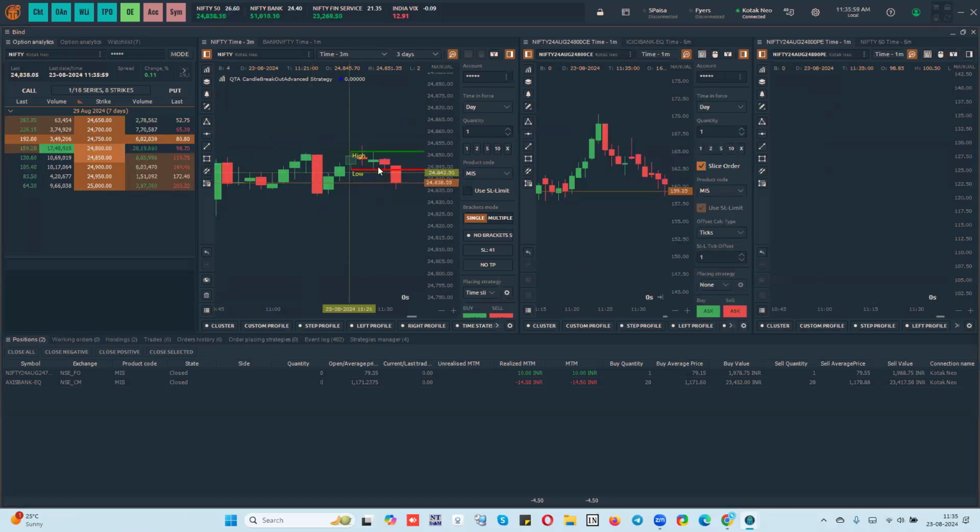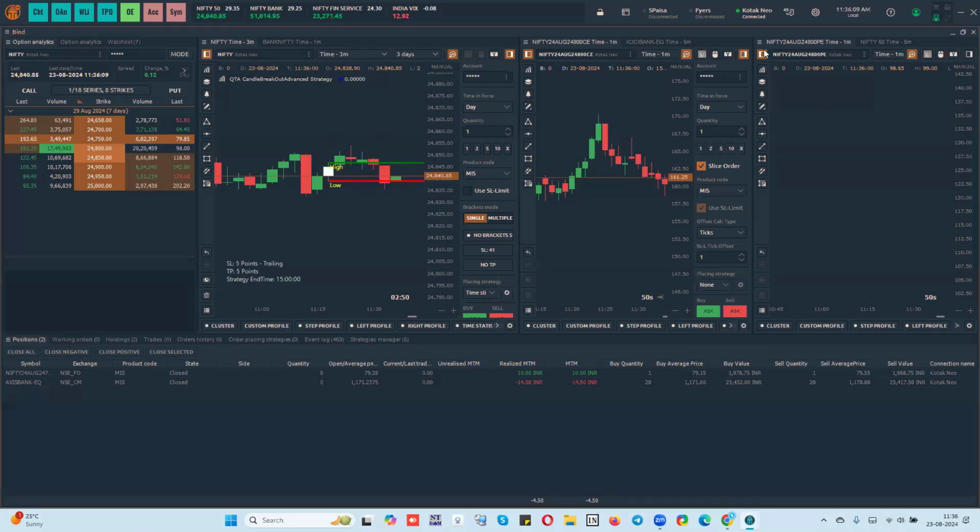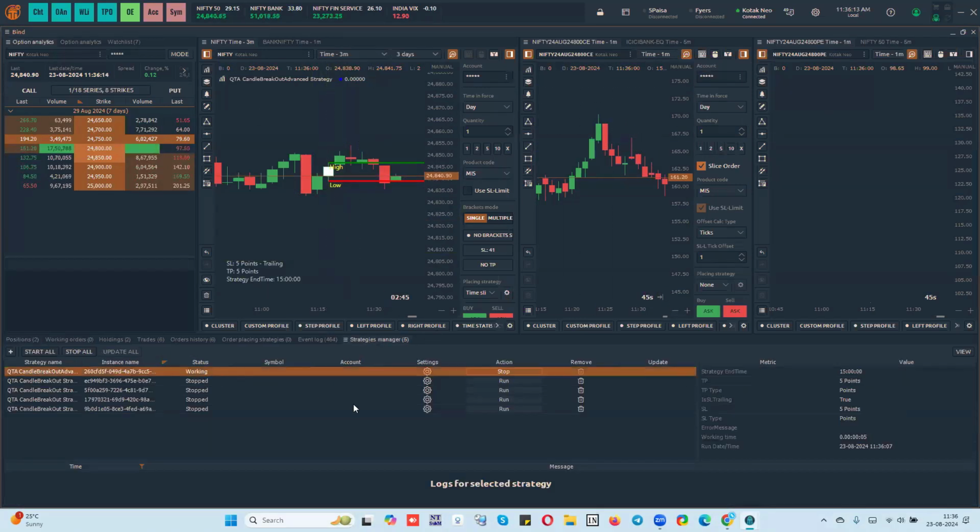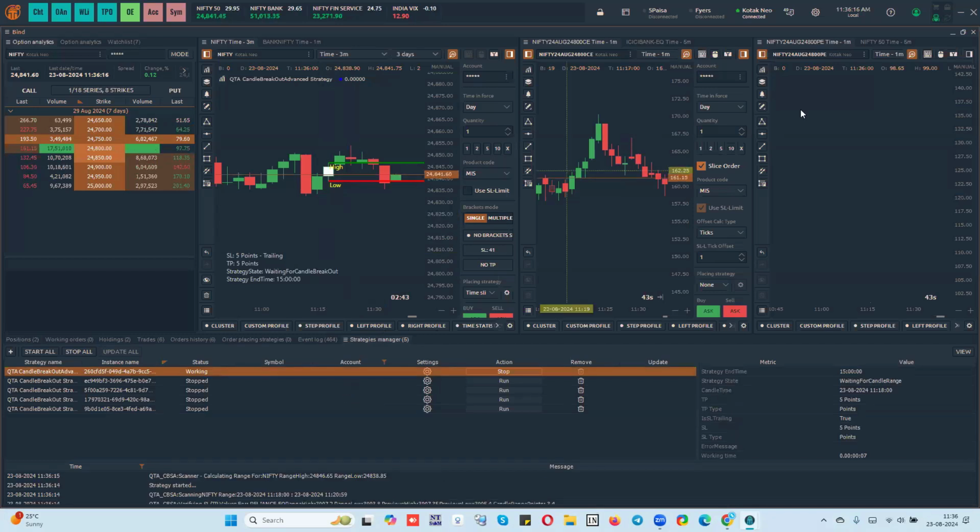Now let's go and select a particular candle. So let's use this candle. The process remains the same. I have to use the control key. And you can see that strategy manager is working here. Let's put the chart of Reliance here.